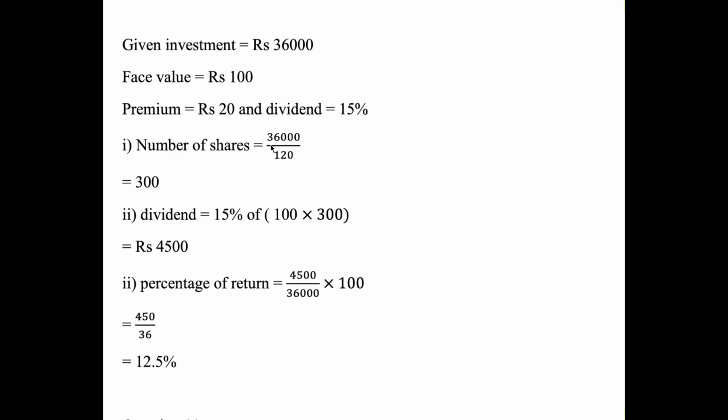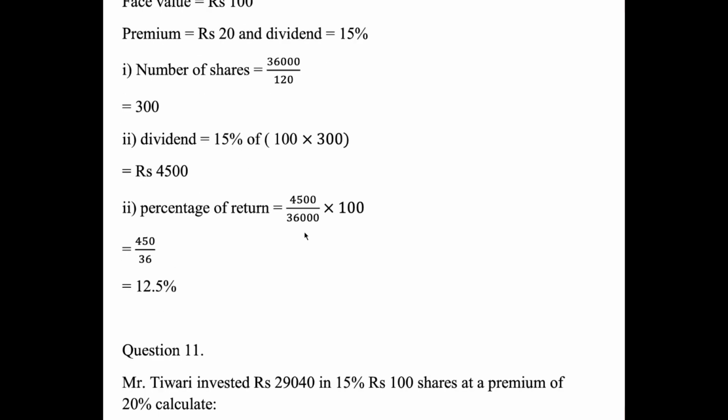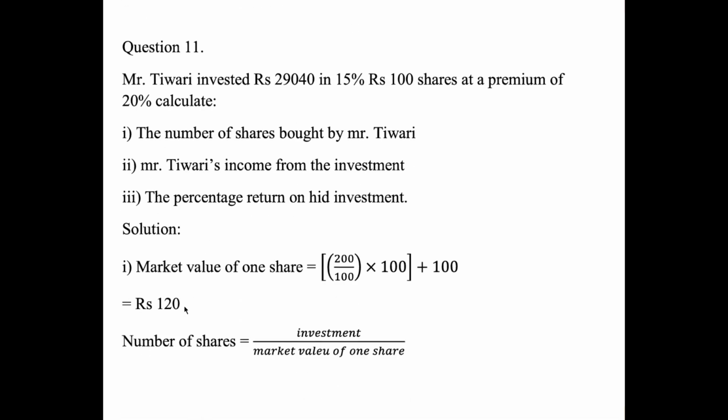So number of shares 36,000 divided by 120, that comes to 300. Dividend 15% of 100 into 300, that comes to 4,500. Percentage of return 4,500 divided by 36,000 into 100, that comes to 12.5%. Come to the next problem.